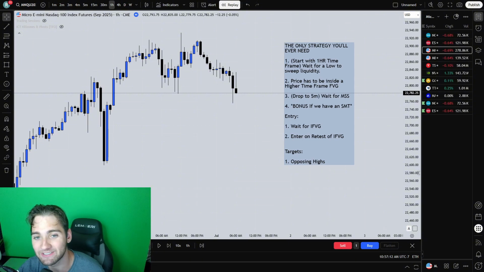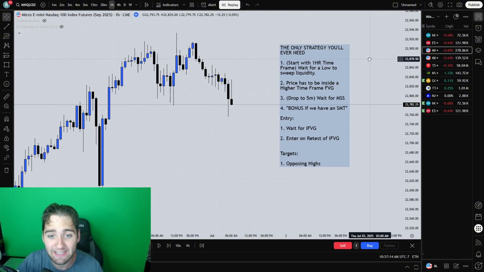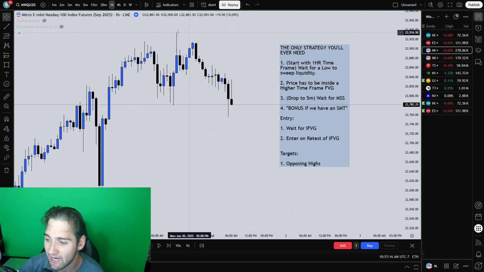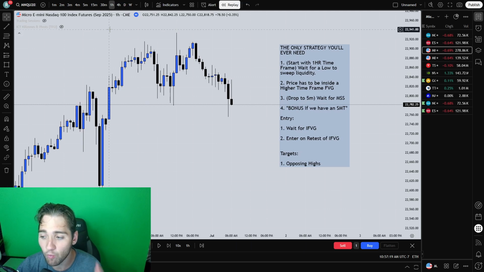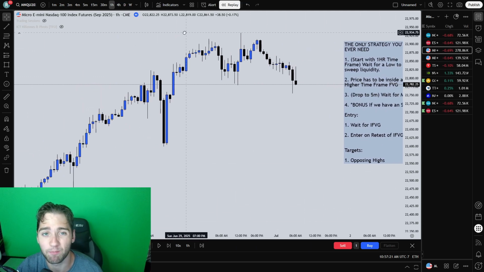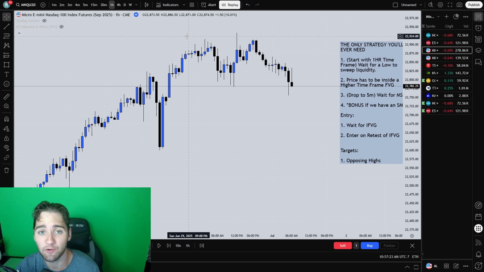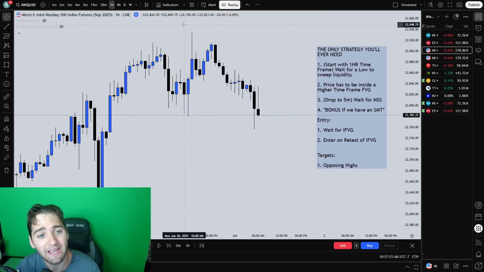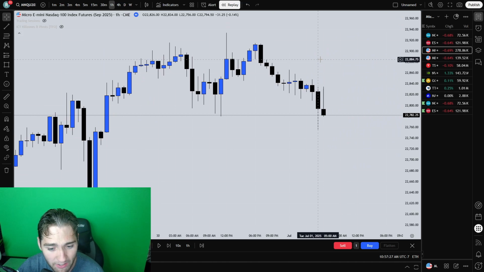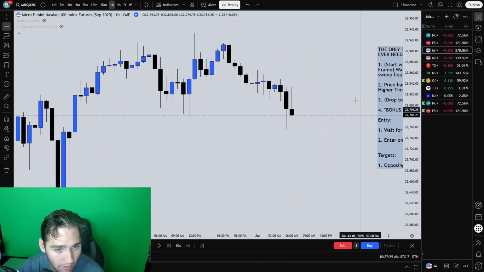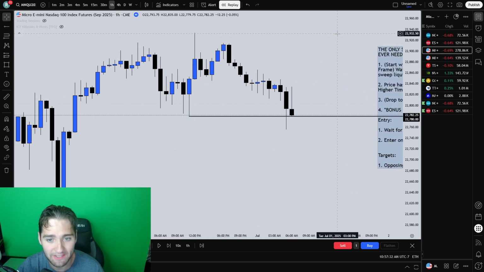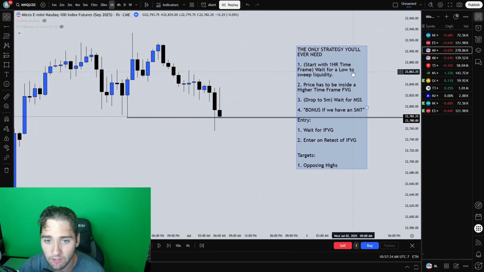All right, with that being said, the only strategy you're ever gonna need, we're gonna start with the 1 hour time frame, everybody. So basically, with the 1 hour time frame, this is gonna give you the best highs and lows for you to indicate where price can sweep. As you can see, what is price currently doing? Price right now swept what? This low. We're gonna wait for a low to sweep liquidity.